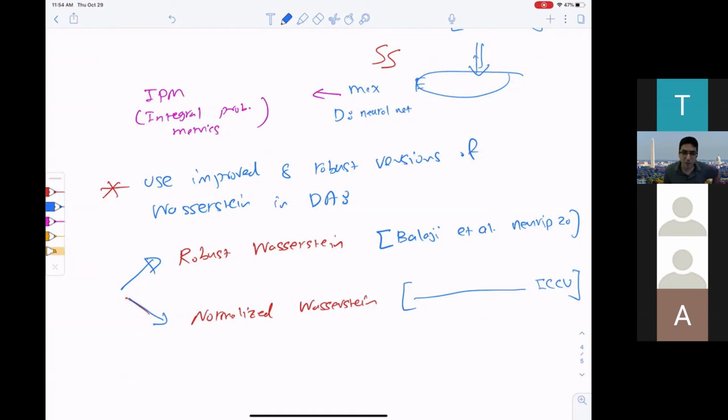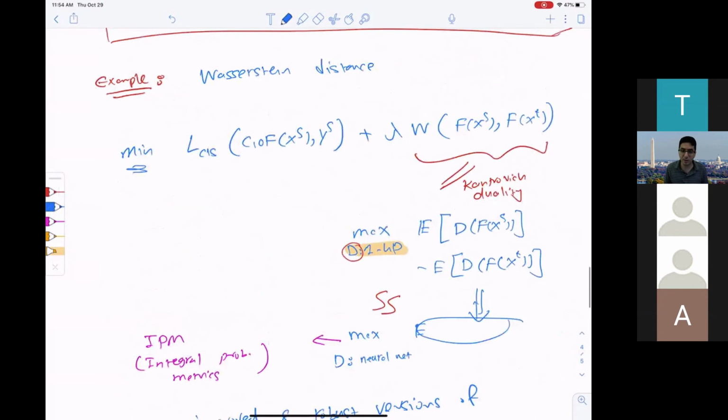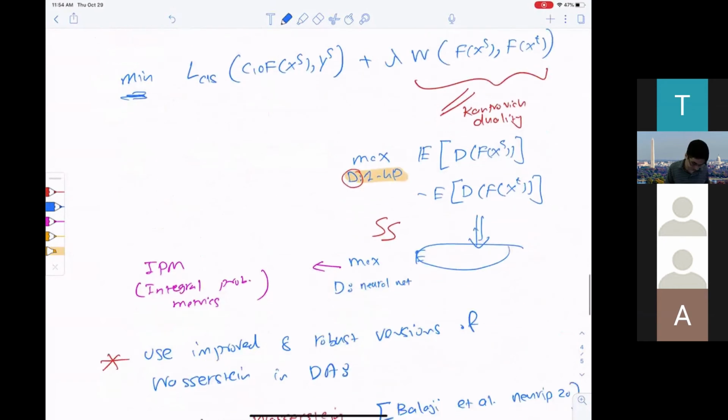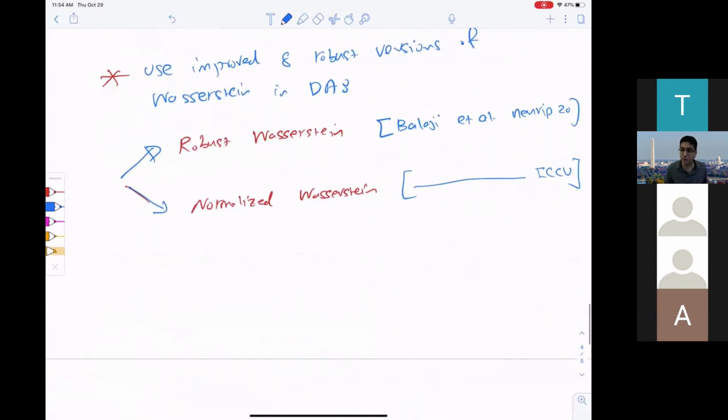Okay, so there's a question: how do we solve the total optimization, alternating gradient? Yeah, so you get a min-max optimization here, and then you solve it using maybe simultaneous or alternating gradient descent ascent. Okay, any questions?